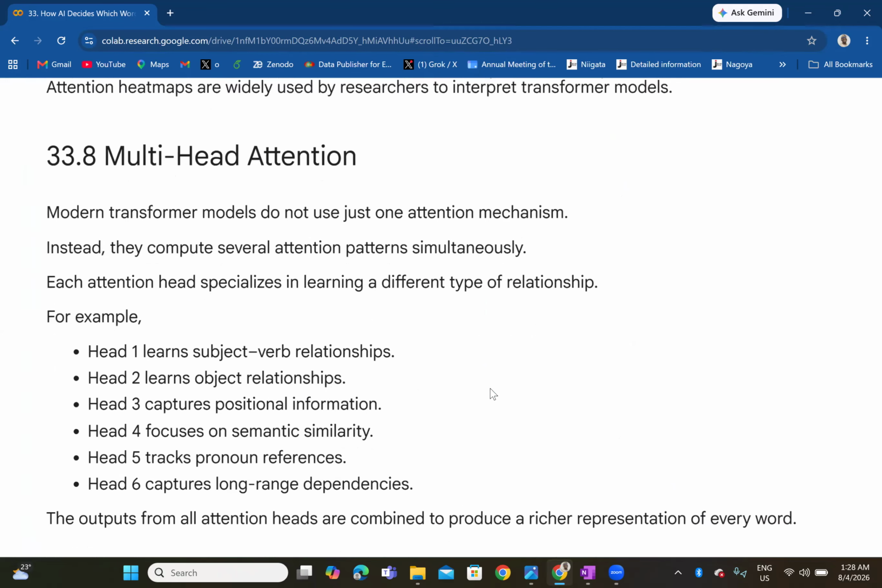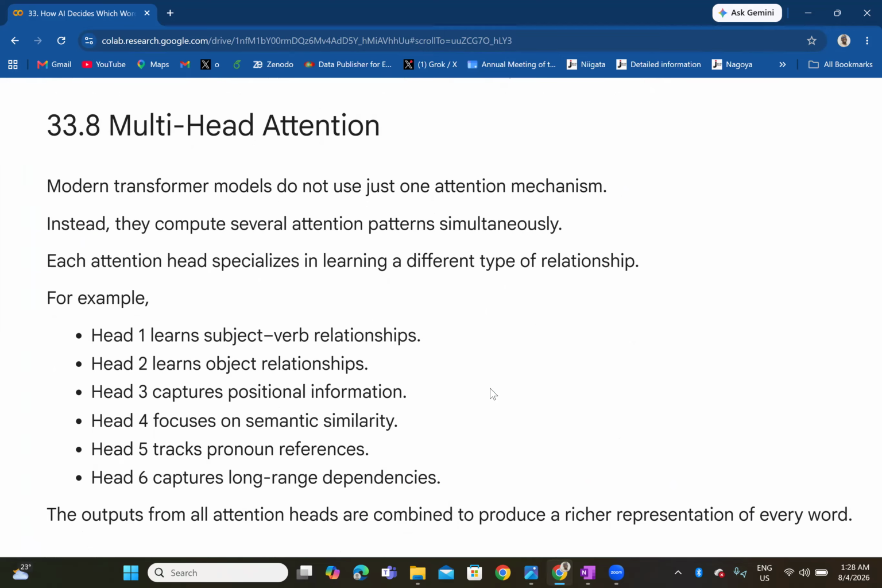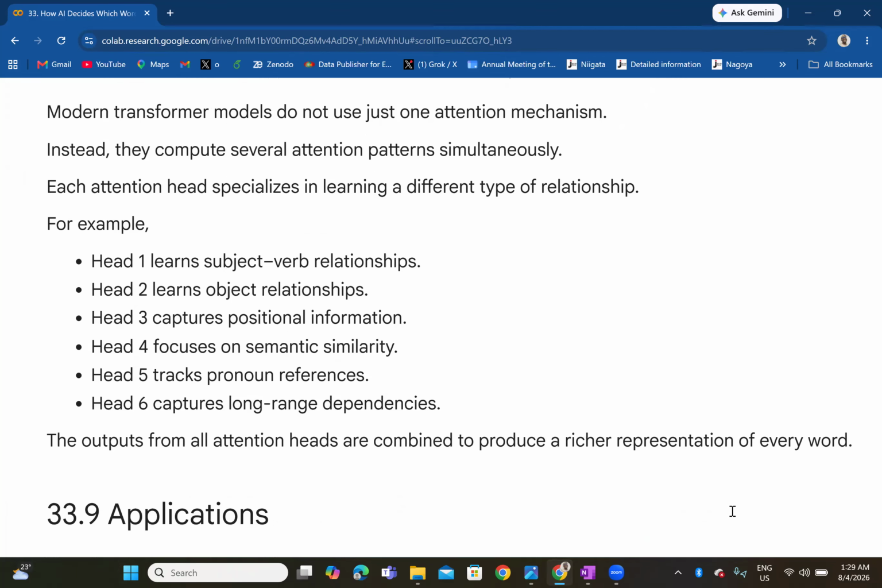Then, of course, we've talked a lot about multi-head attention, and we're talking about it once again here. Modern transformer models do not use just one attention mechanism. Instead, they compute several attention patterns simultaneously. Each attention head specializes in learning a different type of relationship. For example, head one can learn subject and verb relationships, and head two can learn object relationships. Head three can capture positional information. Head four can focus on semantic similarity. And head five can track pronoun references, while head six captures long-range dependencies. So the outputs from all attention heads are combined to produce a richer representation of every single word.